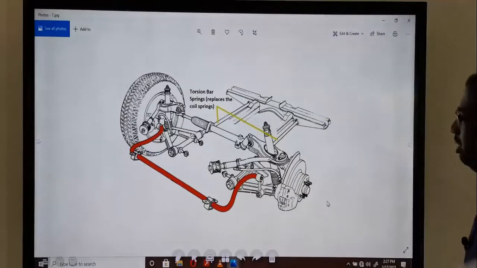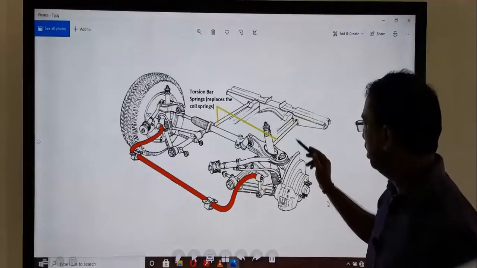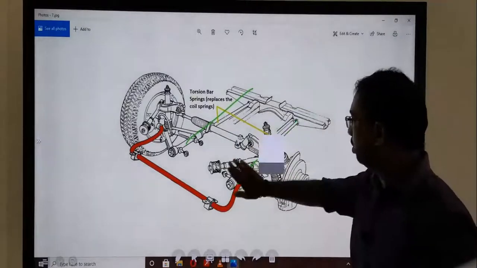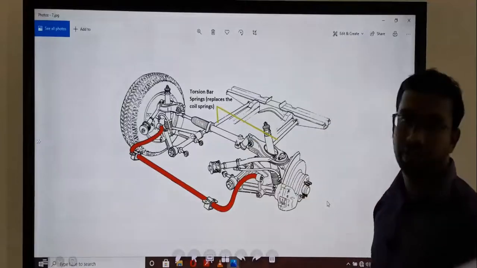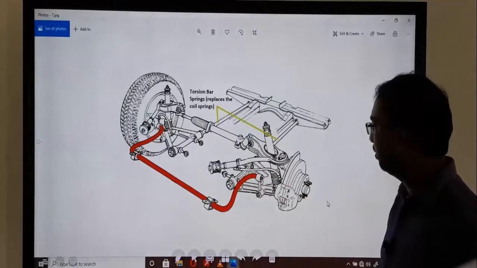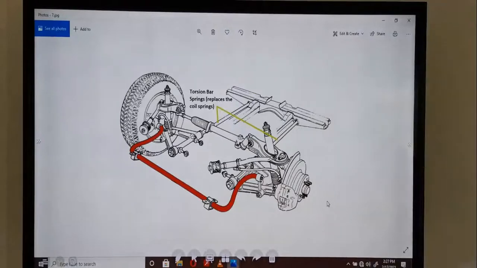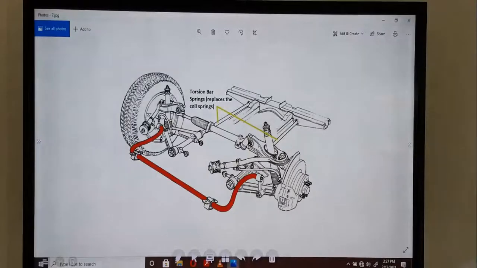So you can see there are two bars, and another two bars here. This is called a torsion bar. This is the cross bar, and this one is along the vehicle's length. So what is the purpose? It is also the same purpose. The torsion bar here also gives balance.